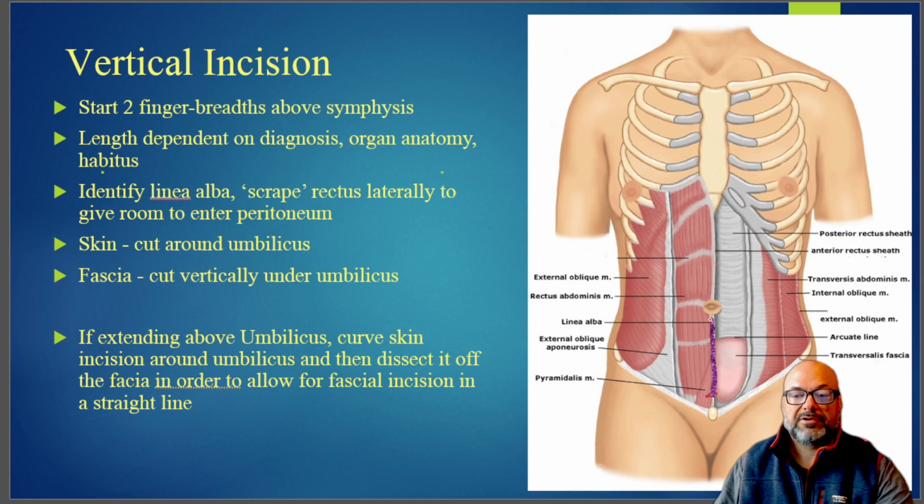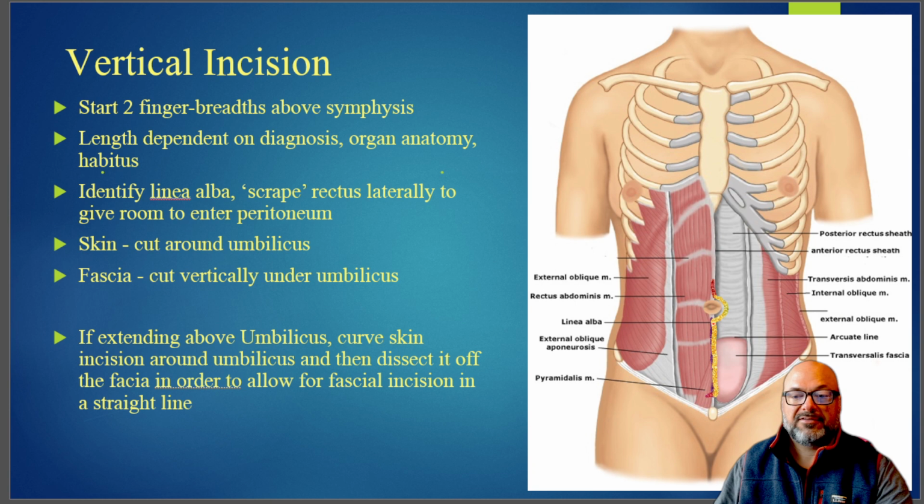If you know that you're going to need to go above the umbilicus, I will usually cut down here, and then, having marked this out with a marking pen, come around the side and then down. The length of the incision, again, like we said, depends on diagnosis, organ anatomy, the patient's body habitus.